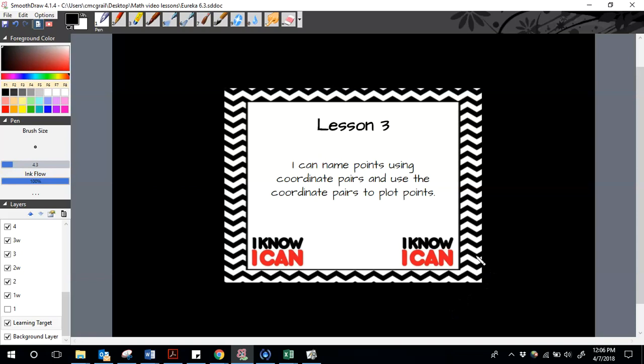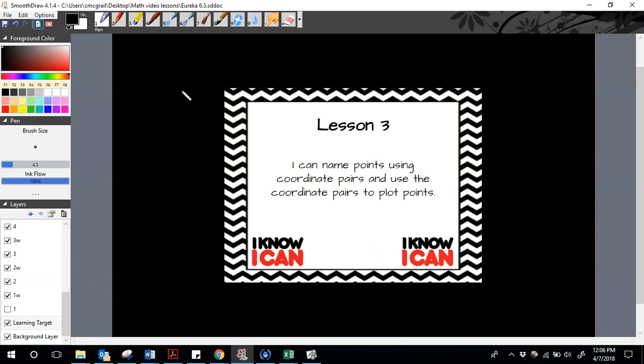This lesson is very similar to 6.2, and so we're going to move a little bit more quickly through plotting points on a coordinate plane. Today's learning target is I can name points using coordinate pairs and use the coordinate pairs to plot points. So we are going to be looking at a coordinate pair and coordinate plane today.